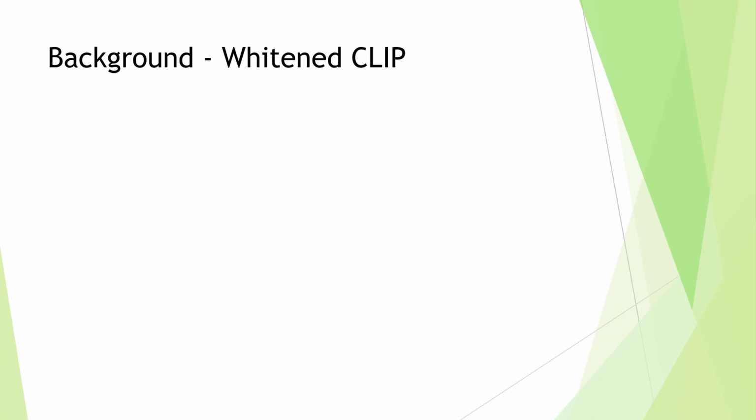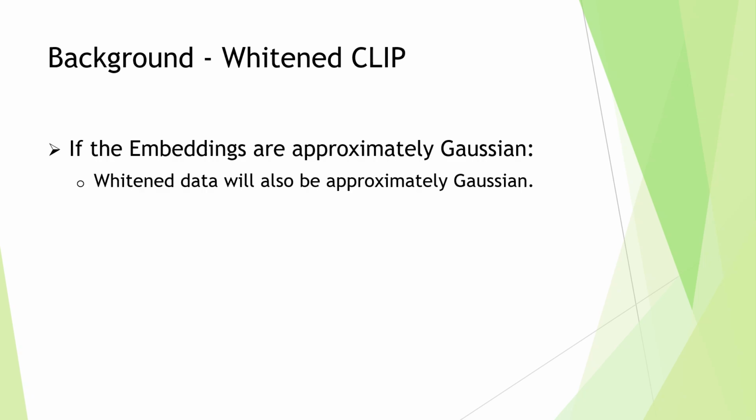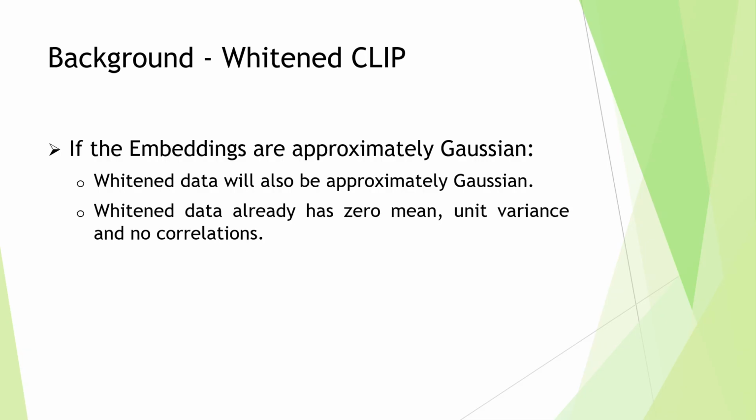Additionally, a key observation is made. CLIP embeddings are approximately Gaussian. In this case, the whitened embeddings are also approximately Gaussian, but now with a much simpler structure. Specifically, after whitening, the data has zero mean, unit variance in every dimension, and no correlations between dimensions.